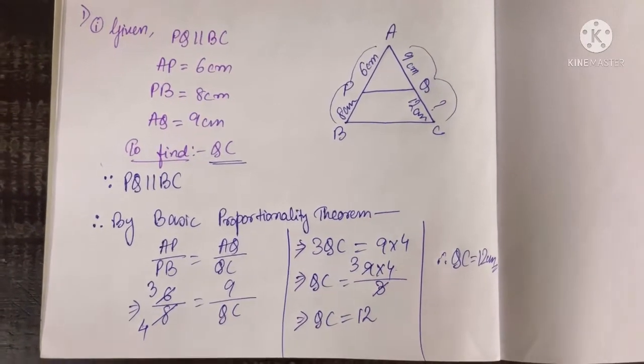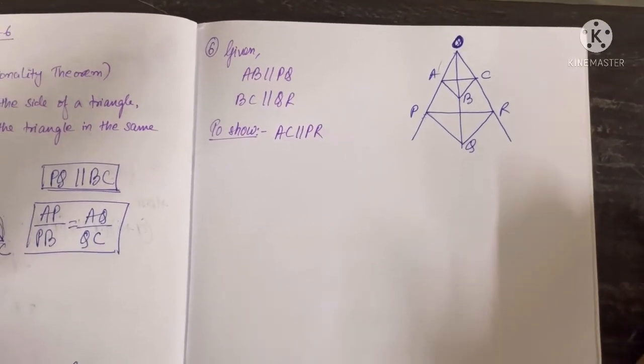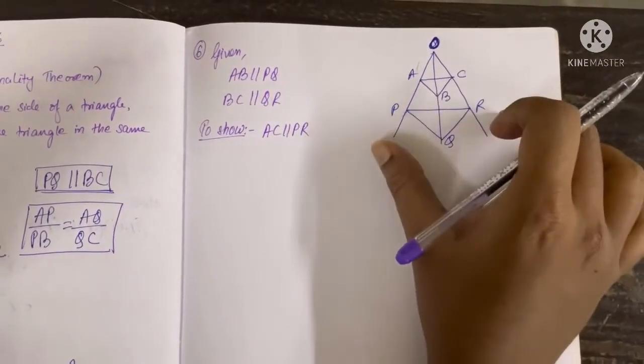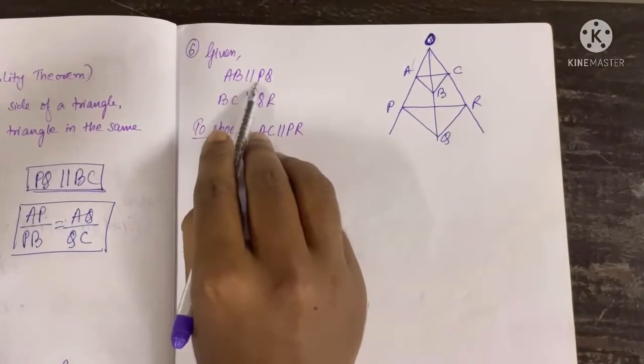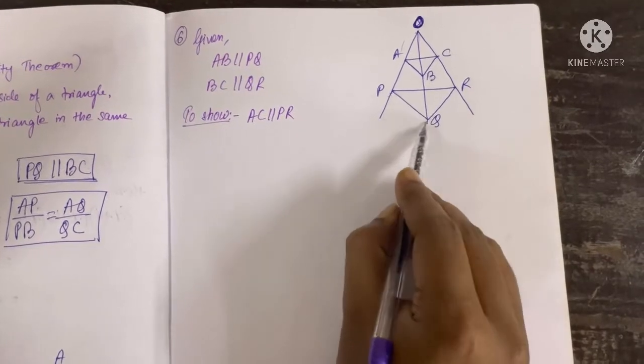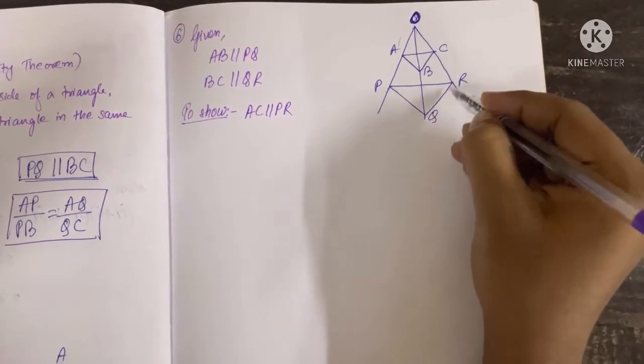Let's move on to the next one, which is question number 6. And what do we have here? Let's look at the question. The diagram is this. Here it is given that AB is parallel to PQ, and BC is parallel to QR.